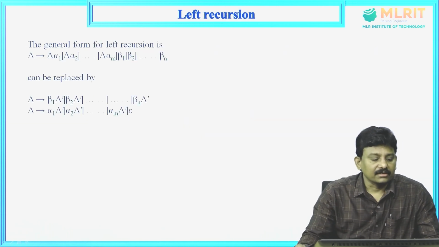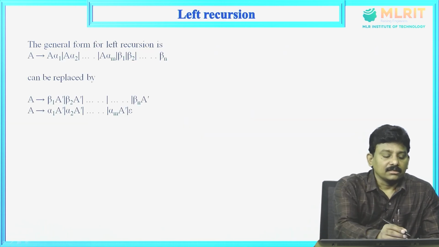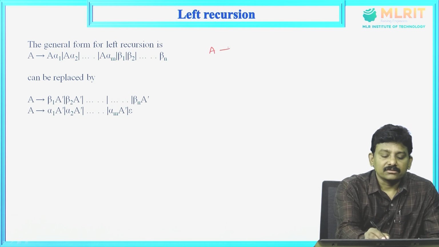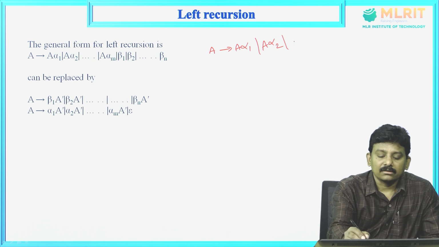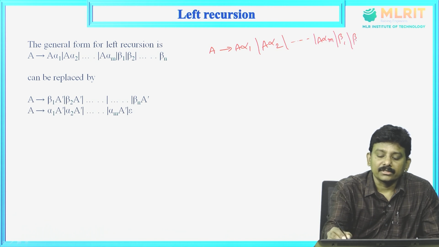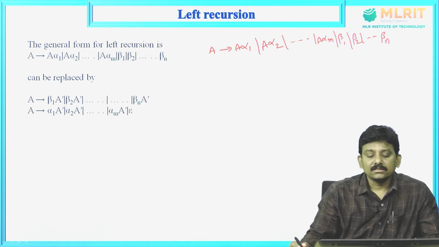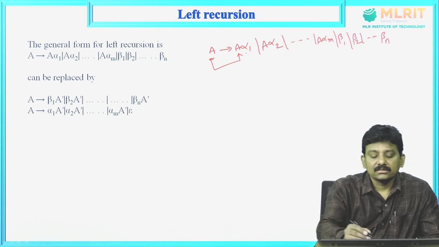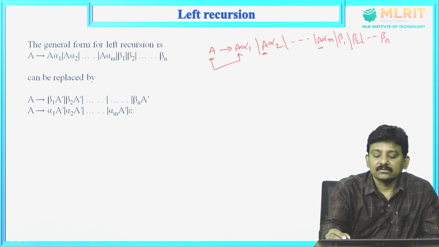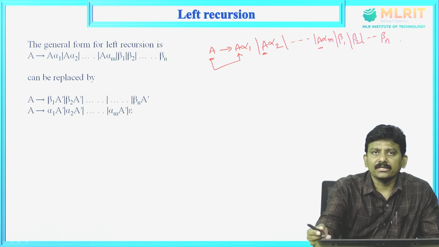Next, the left recursion general rule. The general rule is in the form A derives A alpha 1 or A alpha 2 or A alpha 3 and so on up to A alpha m, or beta 1 or beta 2 and so on up to beta n. This is a left recursive grammar because the left hand side of the arrow is the same as the first symbol of the RHS. Beta 1, beta 2 and so on, beta n are the beta rules.